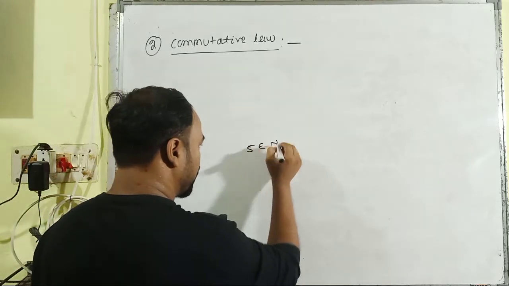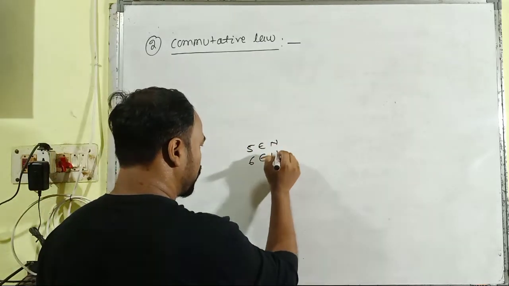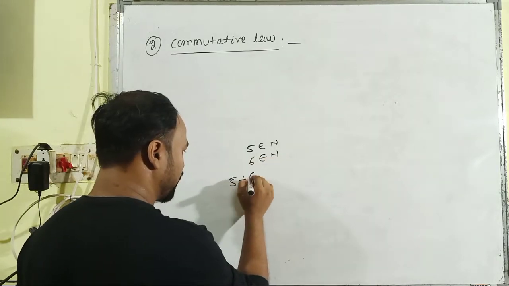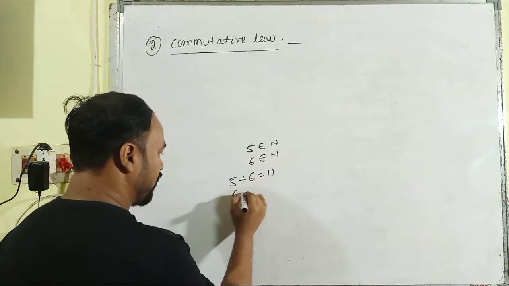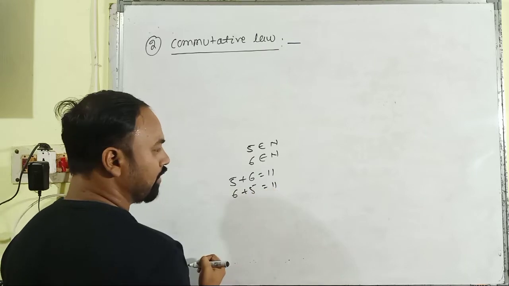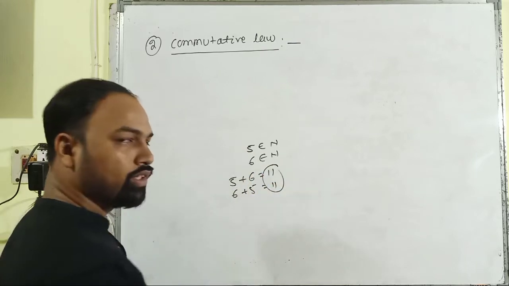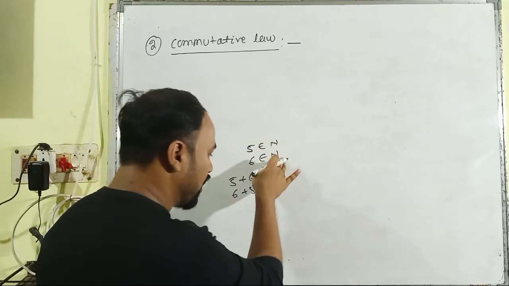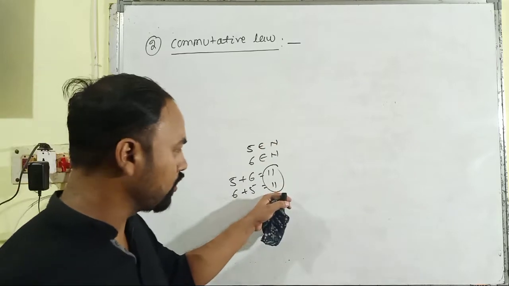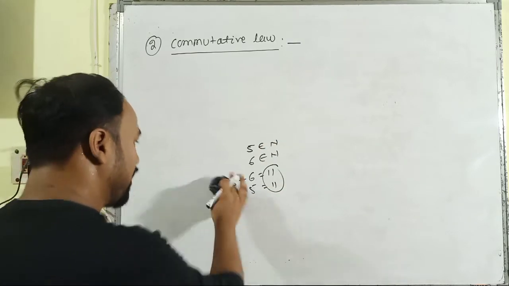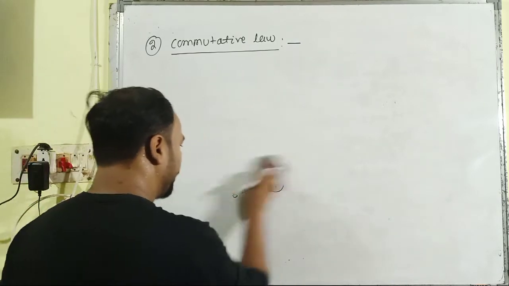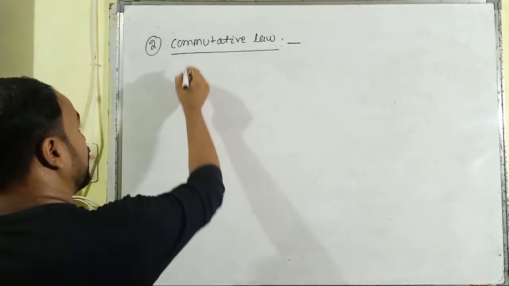5 belongs to the natural number set, 6 belongs to the natural number set. 5 plus 6 is equal to 11, and also 6 plus 5 is equal to 11, and both of them are equal to each other. That means the natural numbers satisfy the commutative law of addition. Similarly, you have to go through the complex numbers.